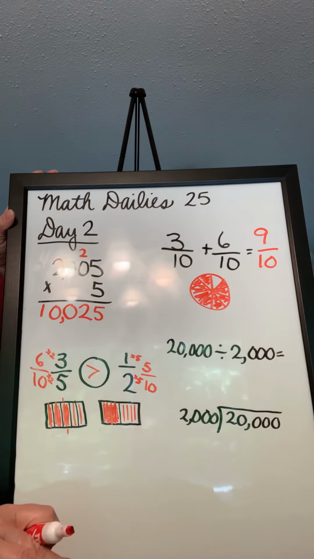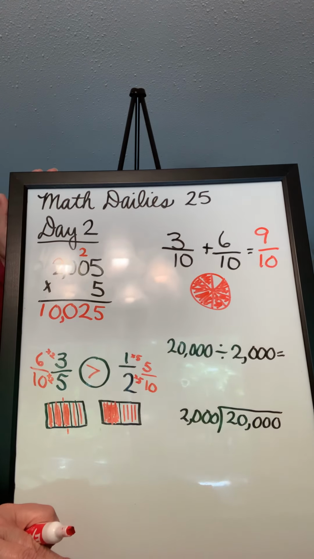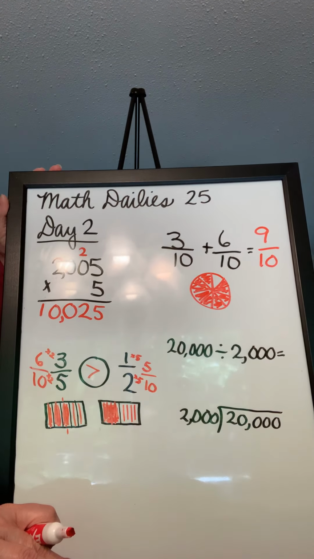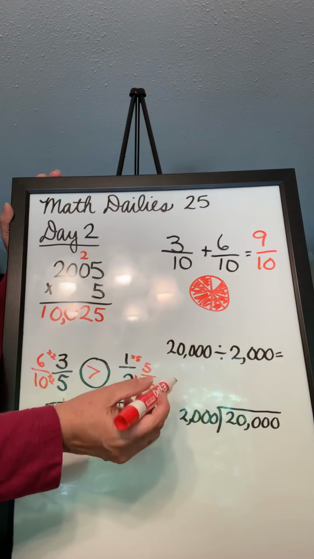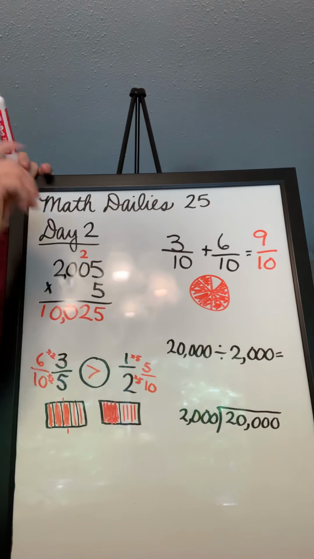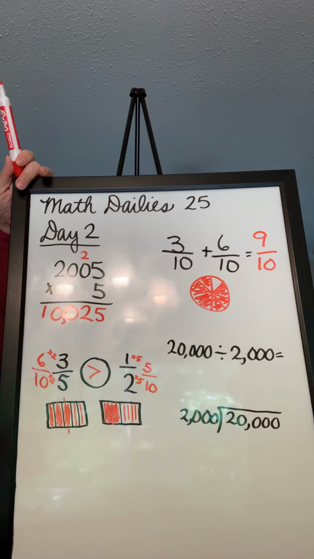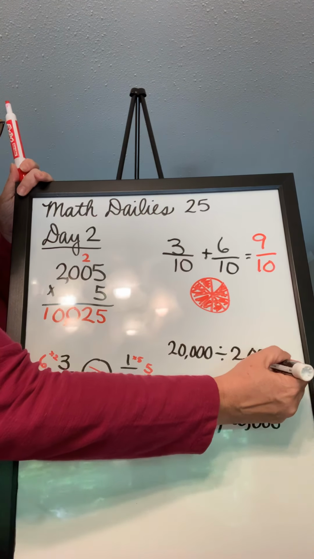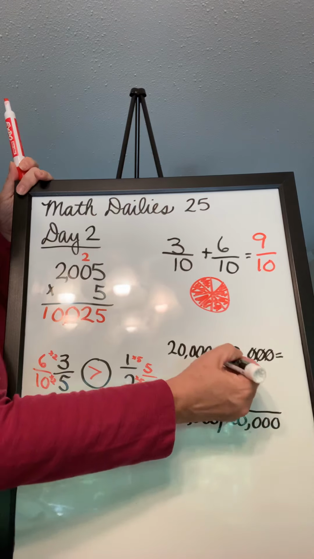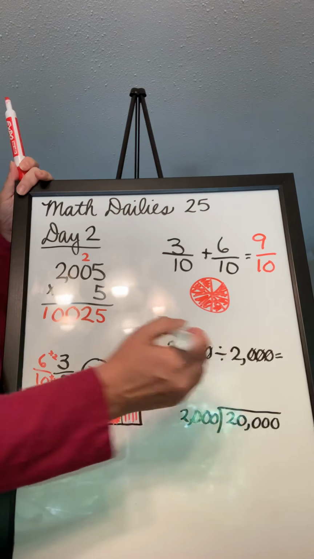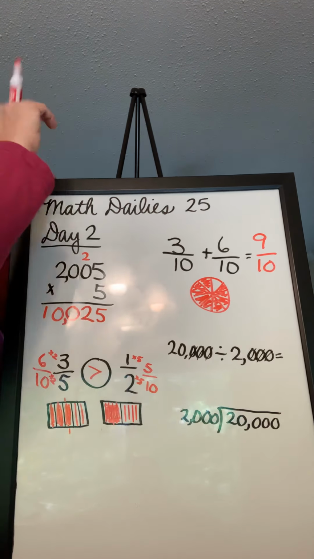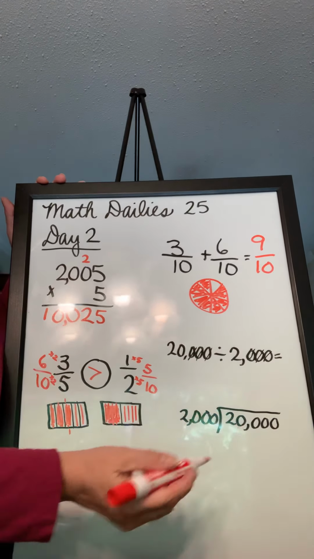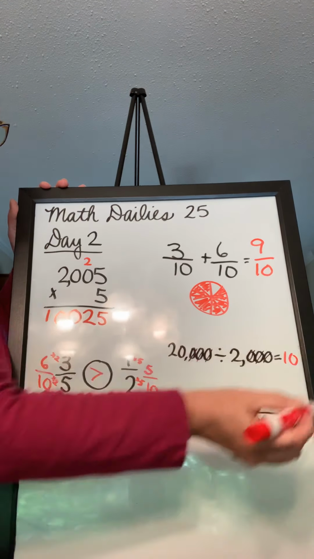Okay, and then our last one, easy division, dividing by multiples of 10. When you see all these zeros, you can mark them off. I don't want to mess up my red marker, so I'm going to mark off 1, 2, 3 zeros from this one. And I'm going to mark off 1, 2, 3 zeros from that one. And now I have 20 divided by 2, which is 10.